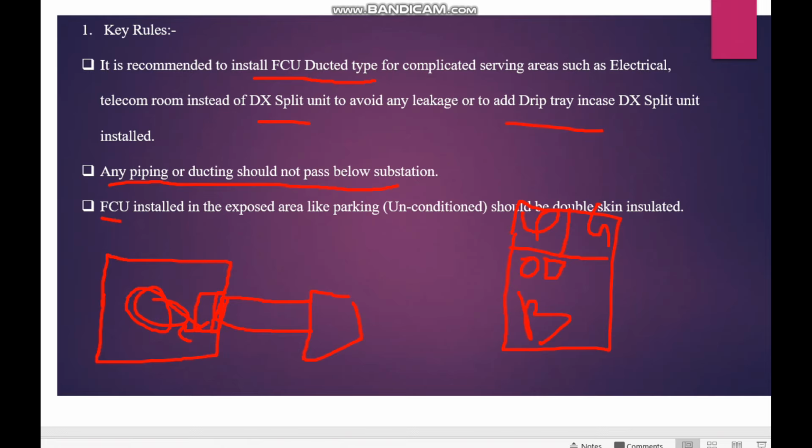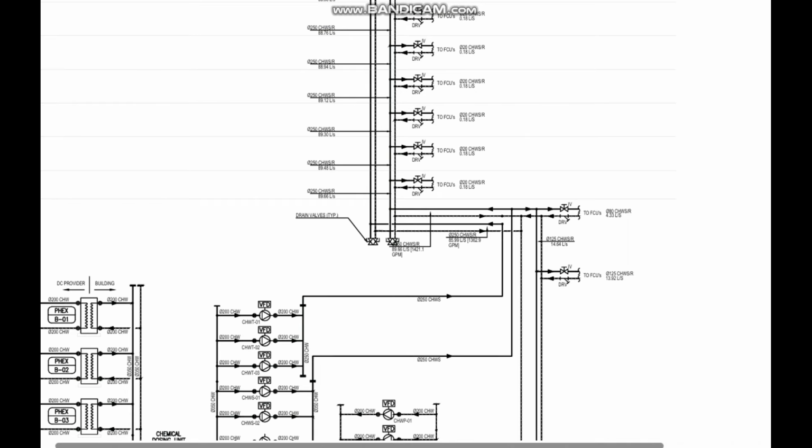FCUs installed in exposed areas like a parking or unconditioned area should be double skin. For example, if you see any kind of FCU installation, we normally classify it as single skin or double skin. For single skin installation, you have the FCU in all the conditioned areas. But when it comes to exposed areas, maybe on the roof or in the parking area where we don't have AC, you have to go with a double skin installation for the FCU.